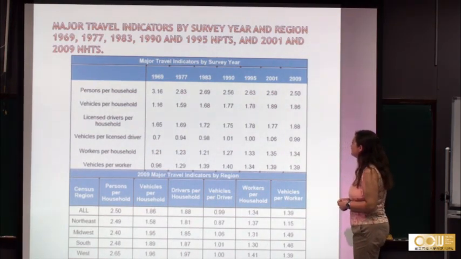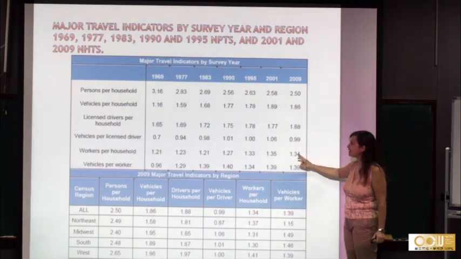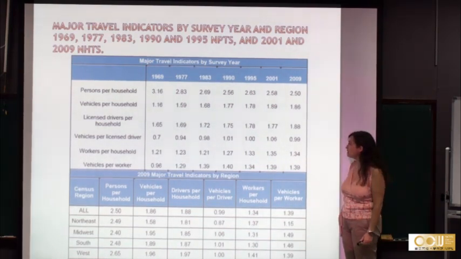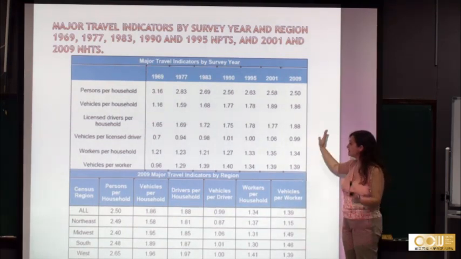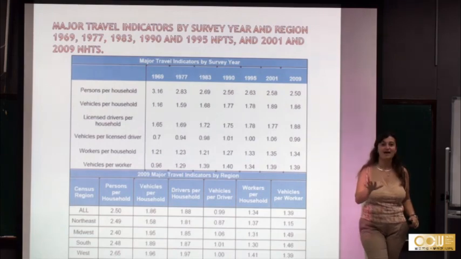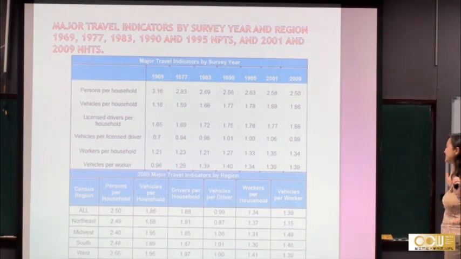Workers per household, again, we are not doing very well. Jobs are not increasing, so it's 1.3. And vehicles per worker, these two numbers are equal. So each worker has a car in the United States. No, there is no escape.